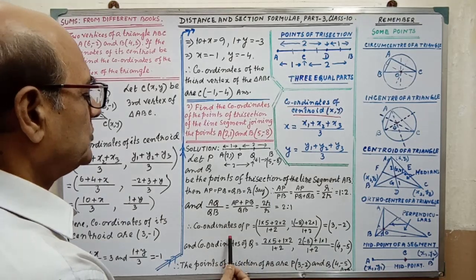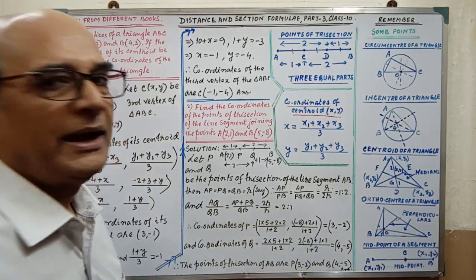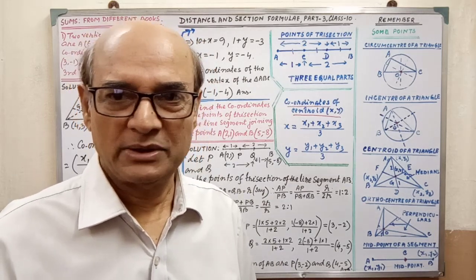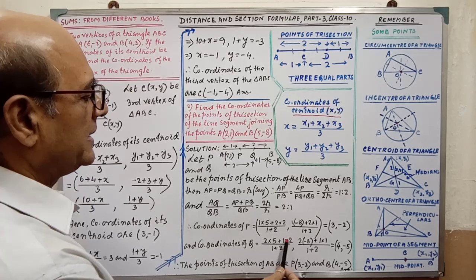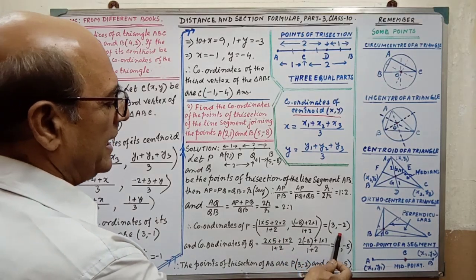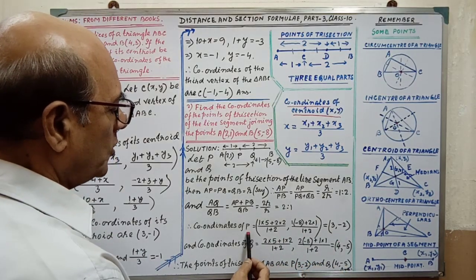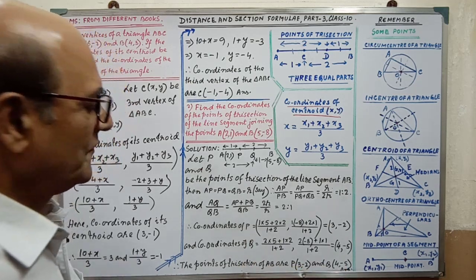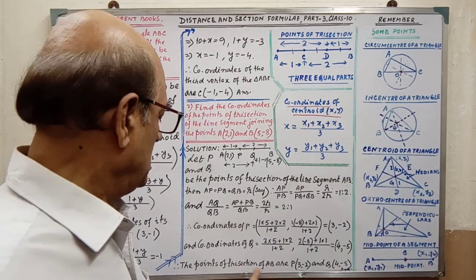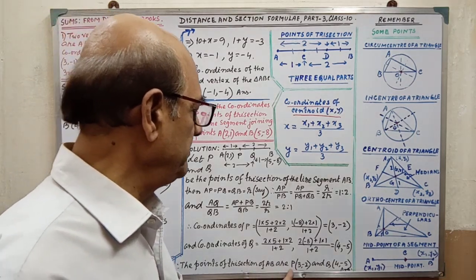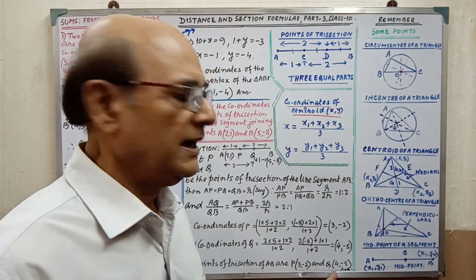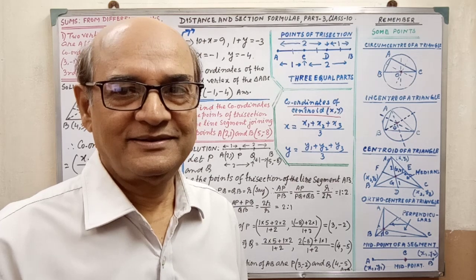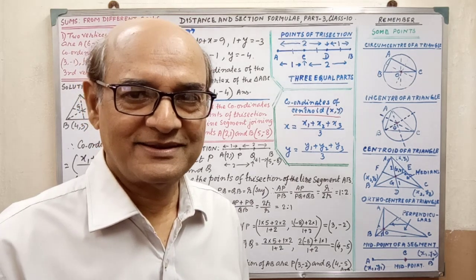Now we have to put the formula, that is the section formula: (mx2 plus nx1) divided by (m plus n), (my2 plus ny1) divided by (m plus n). By applying that formula and simplifying, we are getting the coordinates of P, that is (3, -2), and the coordinates of Q, that is (4, -5). Therefore, the points of trisection of AB are these. The answer is completed. I think it is clear, very simple and interesting also.